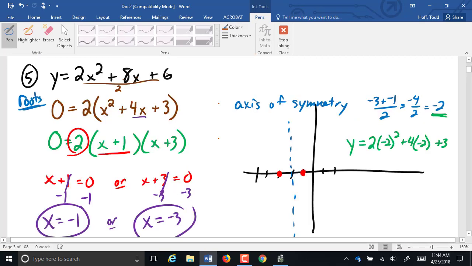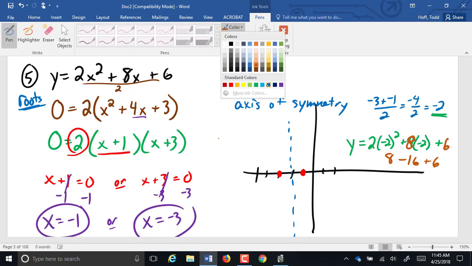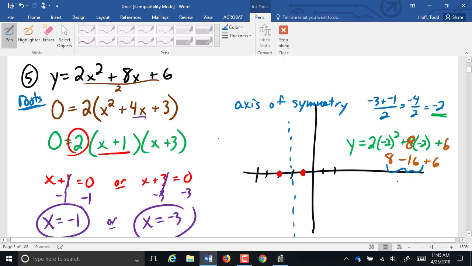So negative 2 squared is 4 times 2 is 8. Oops, this was 8 here, not 4. This was 6, not 3. 8 times negative 2 is a negative 16 plus 6. So 8 plus negative 16 is negative 8. Negative 8 plus 6 is a negative 2. So the y coordinate of our vertex is at negative 2.